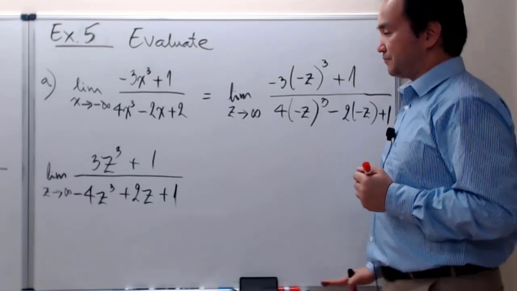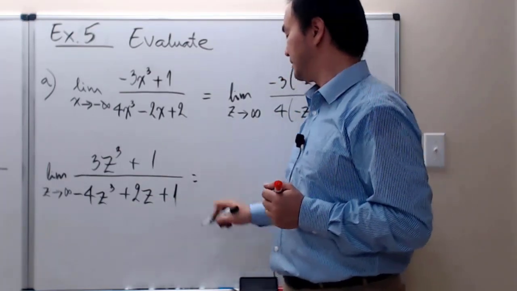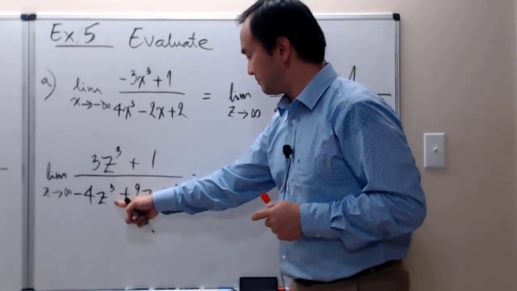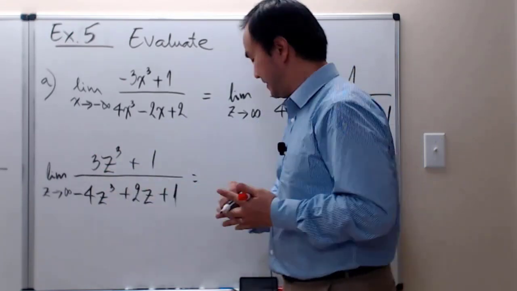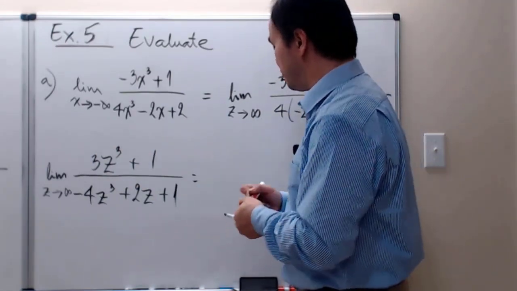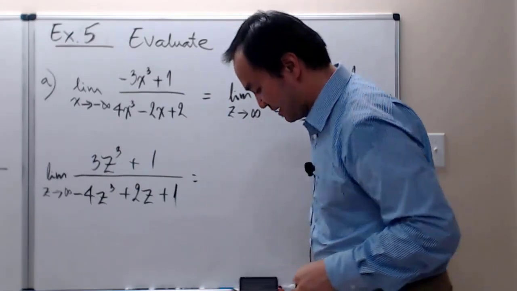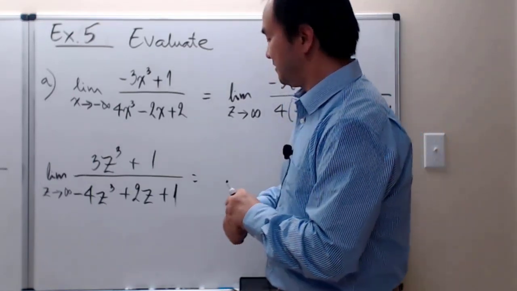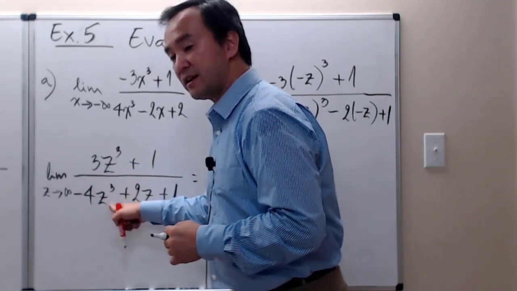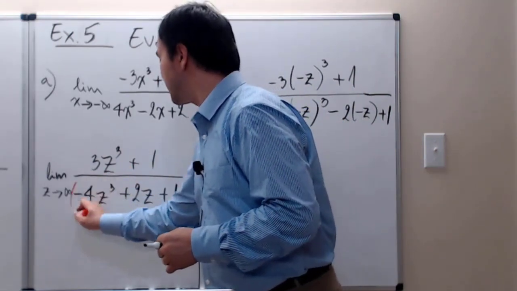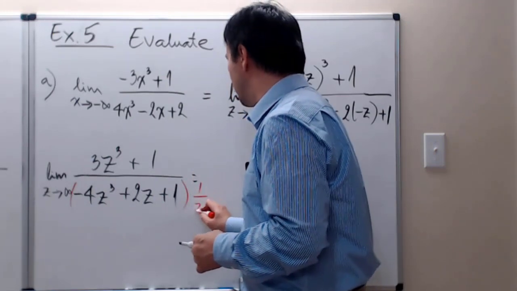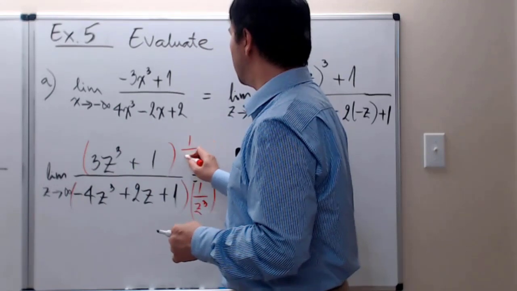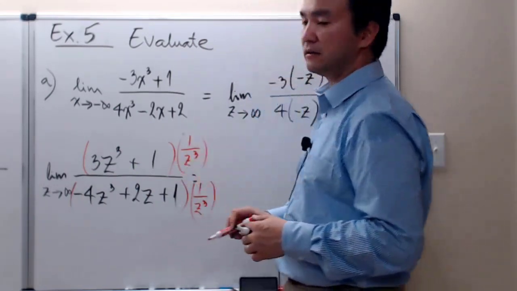Now remind yourself that this is a rational expression, so I am going to apply that trick, and maybe this time allow me to go a little skippy here. My highest power in the denominator of this rational expression is z cubed. So I am going to multiply the denominator by 1 over z cubed, and I'm going to multiply the same 1 over z cubed to the numerator.